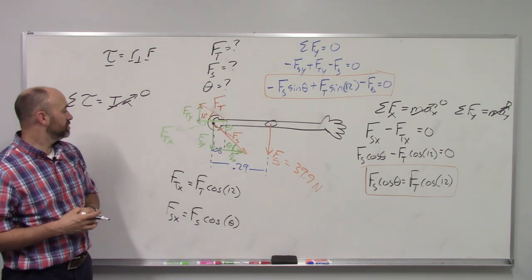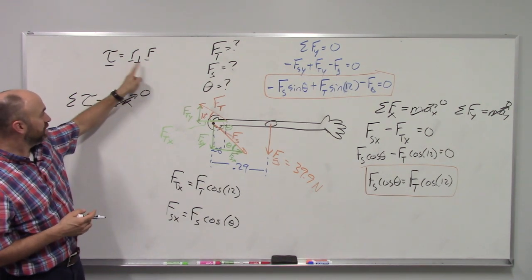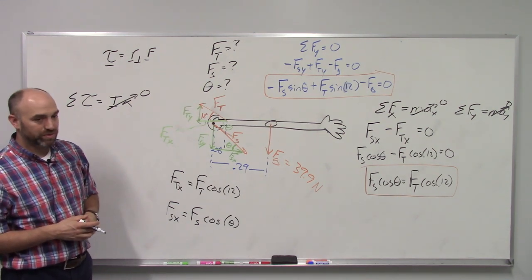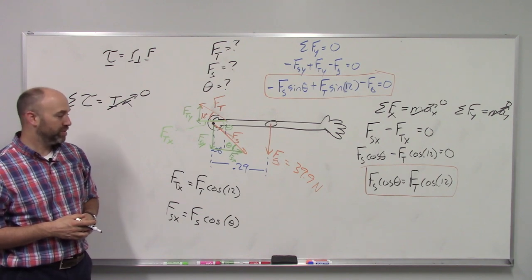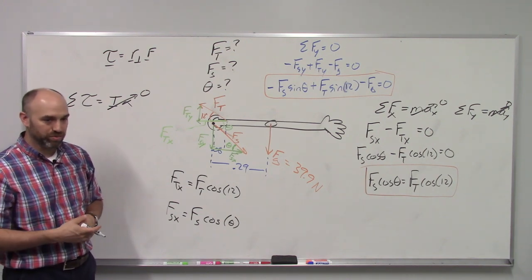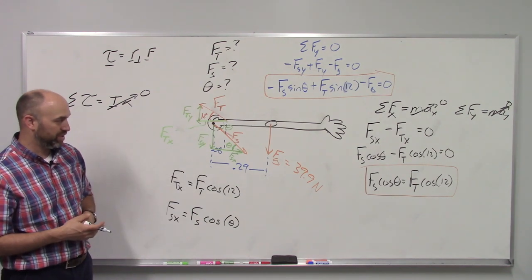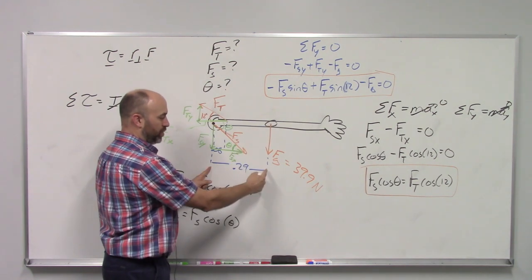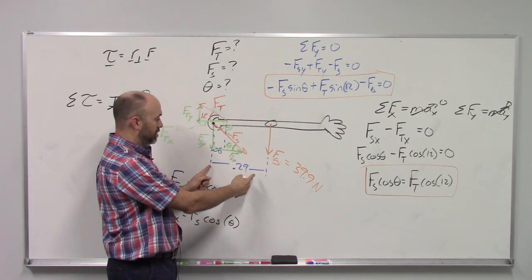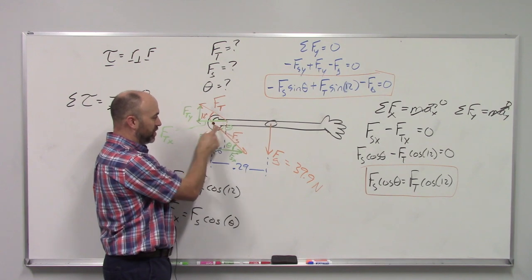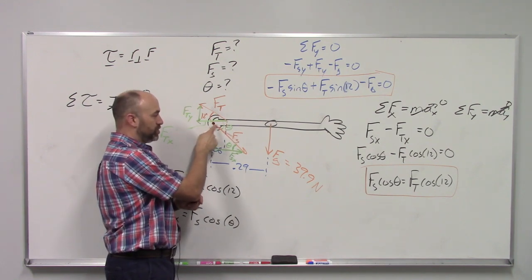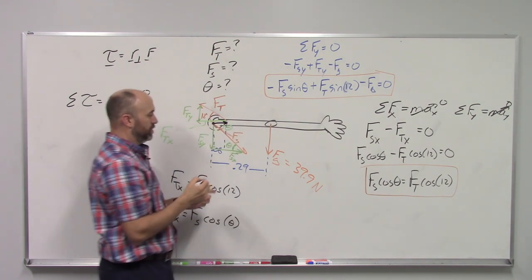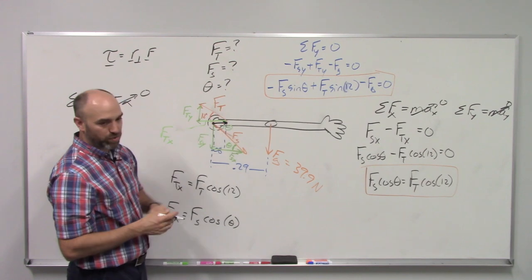Okay, so we need to write the radius times the force for the deltoid. So what's the radius for the deltoid? The picture in your book might be better than mine. Mine gets kind of messy here. Is it the 0.29? That's all the way over here to the elbow. And that's the 0.08. Yeah, it's just this distance from the pivot point to the place where the force acts. That's the radius, right here.